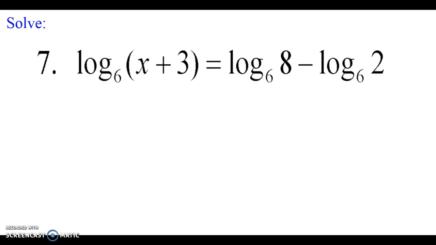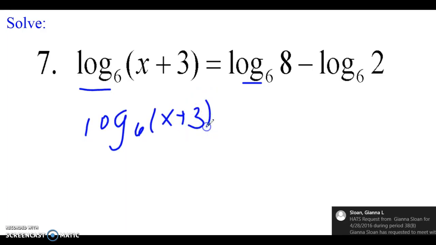Now look back at this one. I throw this back in so it does not confuse you. You've got to see the difference that in this one there is a log on this side and there is a log on that side. So all I need to do is combine the two logs on one side.